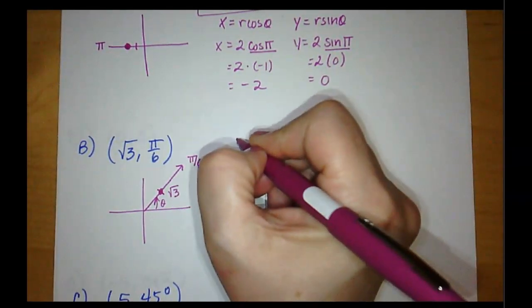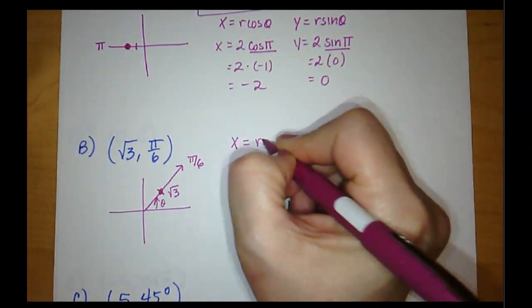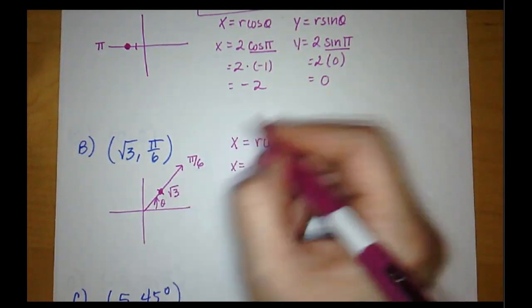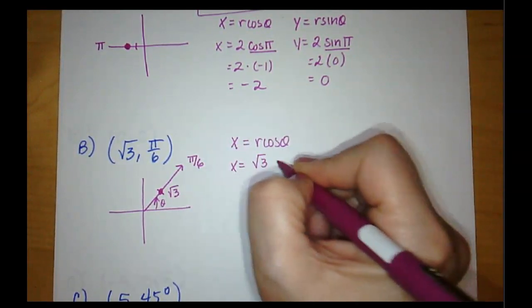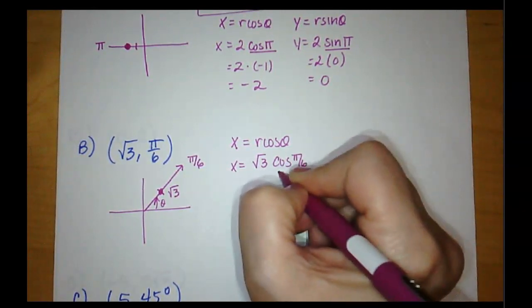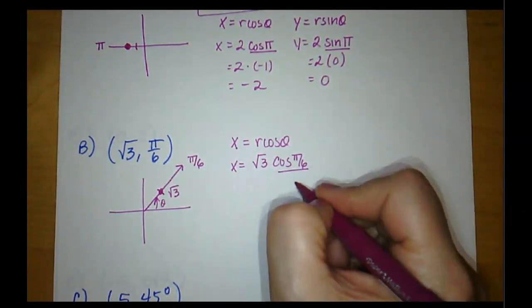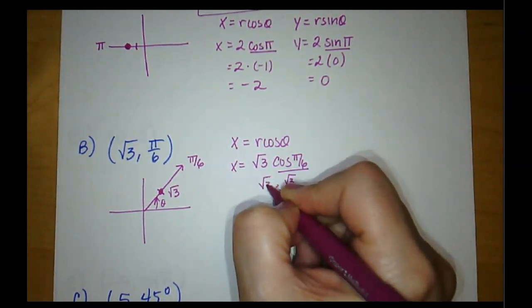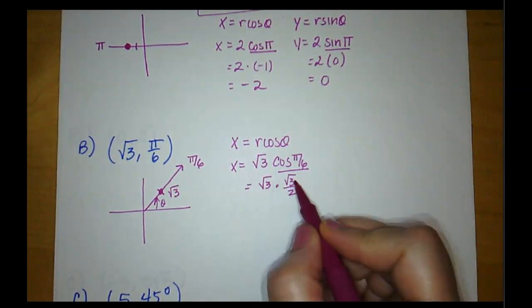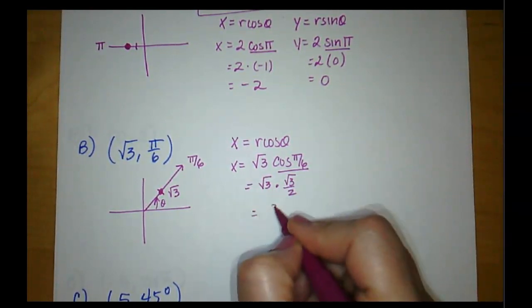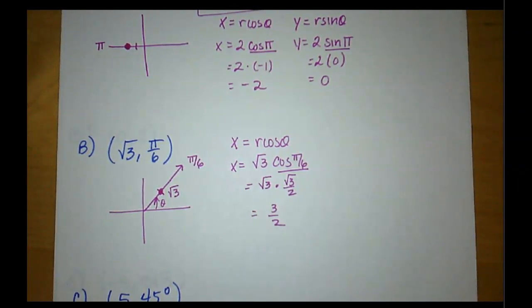conversion facts here. So I'm going to say x equals r cosine theta. And I know that x equals my r, which is root 3, multiplied by the cosine of pi over 6. Alright, so what is the cosine of pi over 6? That's root 3 over 2 times root 3. And I know that root 3 times root 3 is root 9, which is 3, over 2, so that's going to make my x coordinate 3/2.